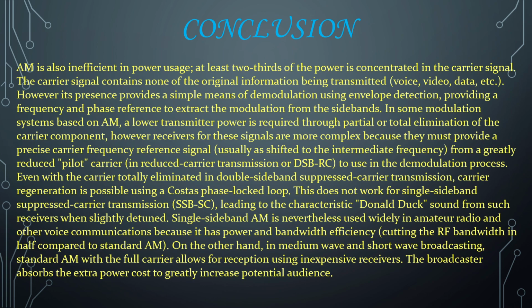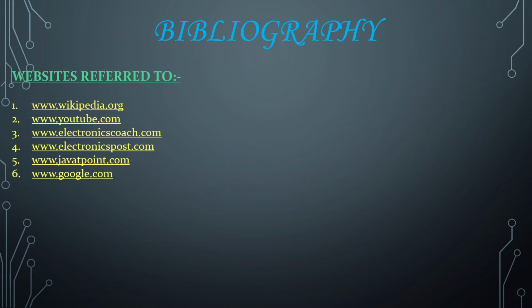This does not work for single sideband suppressed carrier transmission, leading to the characteristic Donald Duck sound. Such receivers may slightly detune. Single sideband amplitude modulation is nevertheless used widely in amateur radio and other voice communication because it has power and bandwidth efficiency, cutting the RF bandwidth in half compared to standard amplitude modulation. On the other hand, in medium wave and short wave broadcasting, standard AM with a full carrier allows for reception using inexpensive receivers. The broadcaster absorbs the extra power cost to greatly increase potential audience.